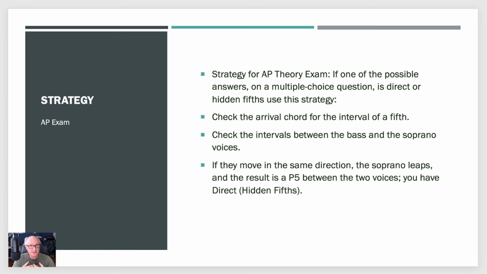If they move in the same direction, the soprano leaps and the result is a perfect fifth between the two voices, you have direct or hidden fifths. It's that easy. So it'll likely be in a multiple choice question. So once again, look at the arrival chord. If it's a fifth and you see the leap from the soprano and the bass move down, that's hidden fifths.